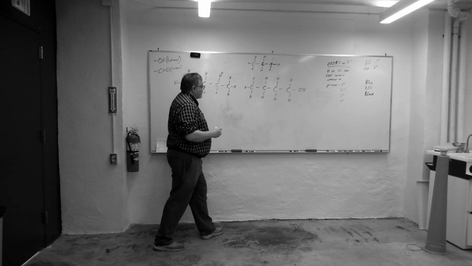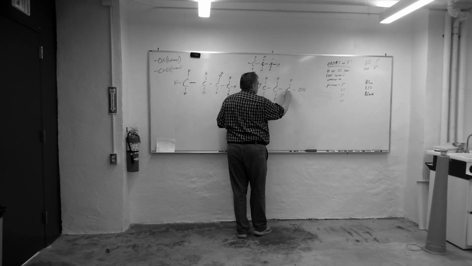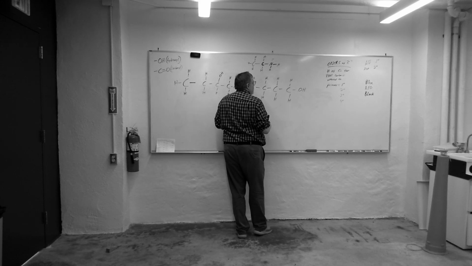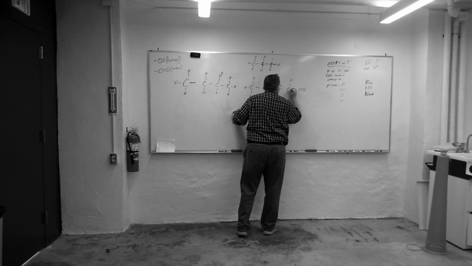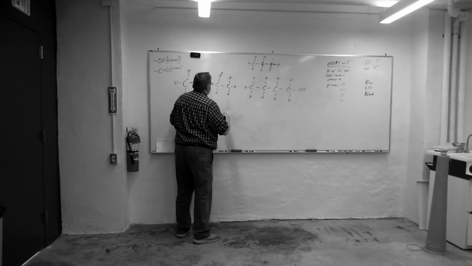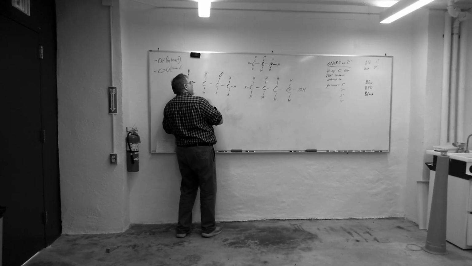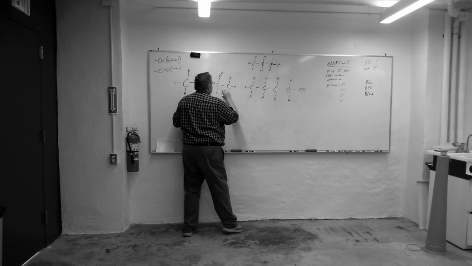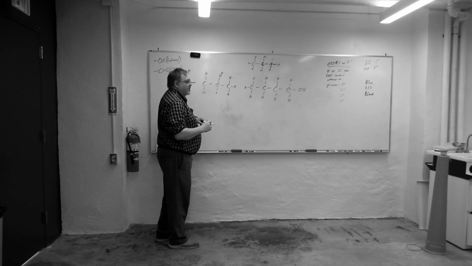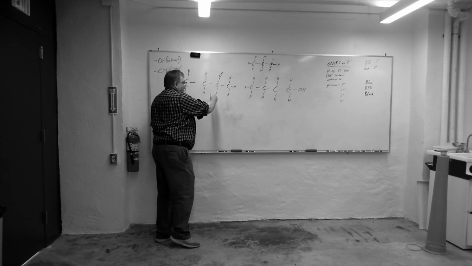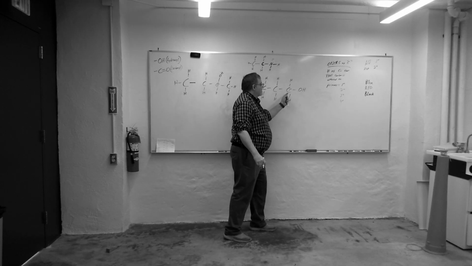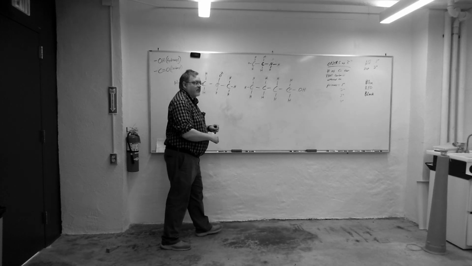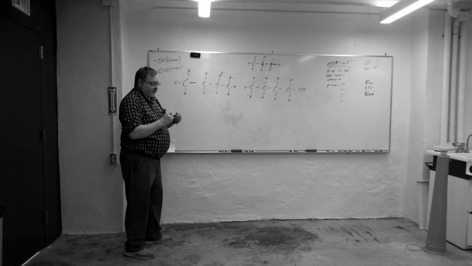So if we look at this carbon, what's the order of this carbon? How many carbons is it connected to? 1. And how many carbons is this connected to? 2. So we would call this a primary alcohol and this is a secondary alcohol. Because the OH is connected to a secondary carbon. Here the OH is connected to a primary carbon. You with me?